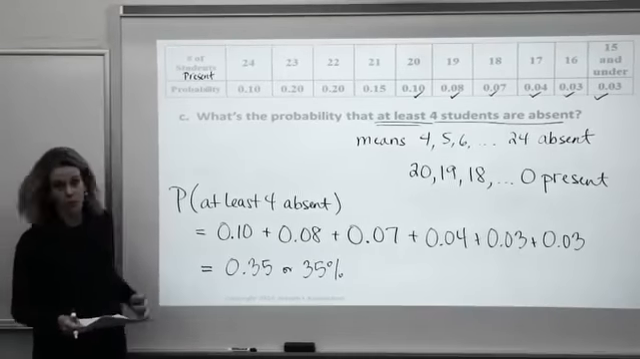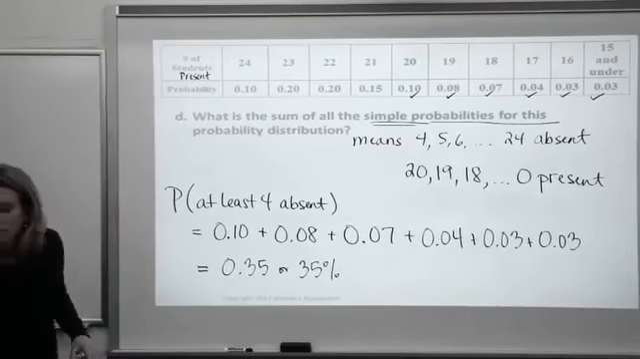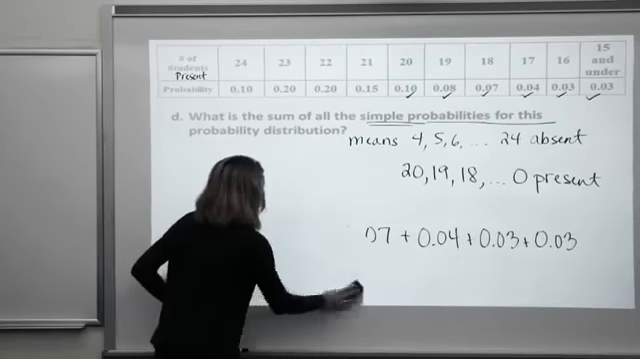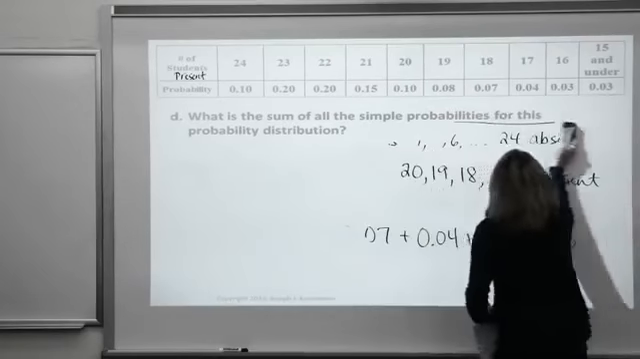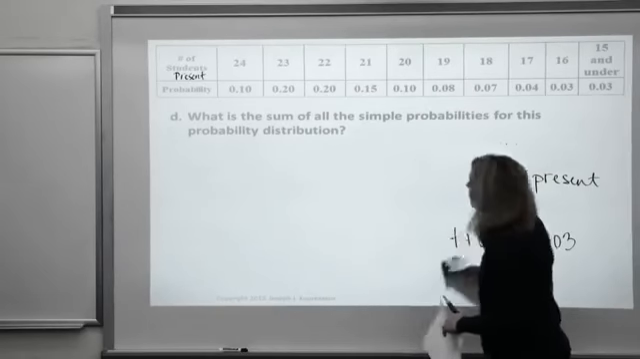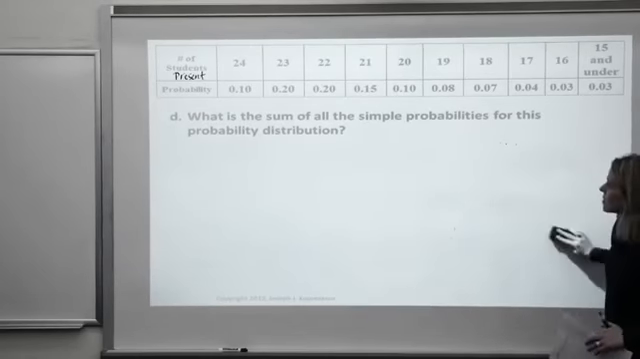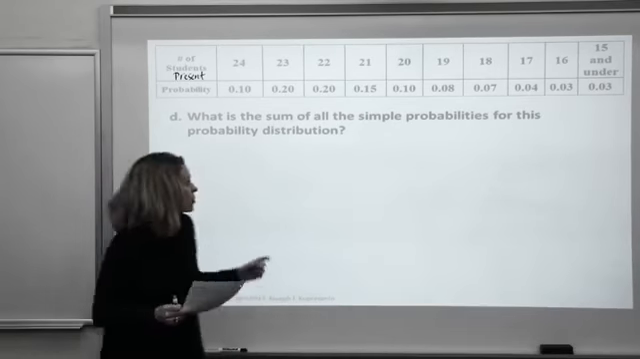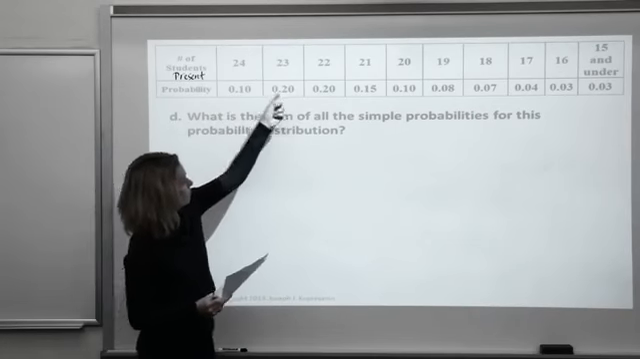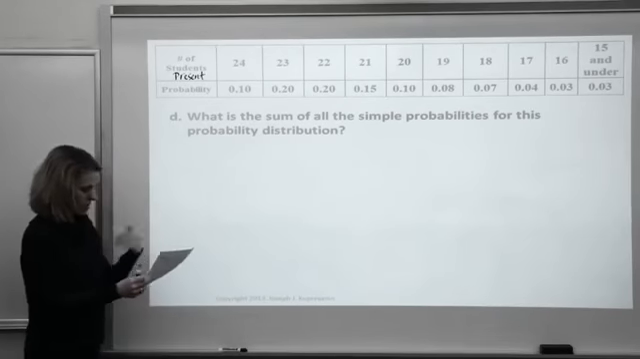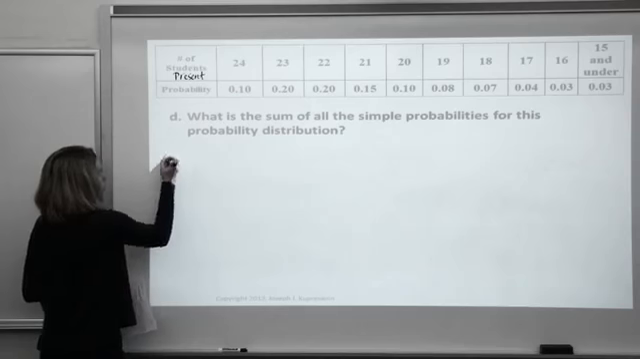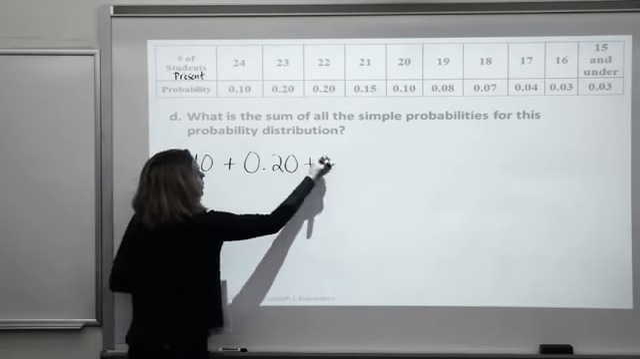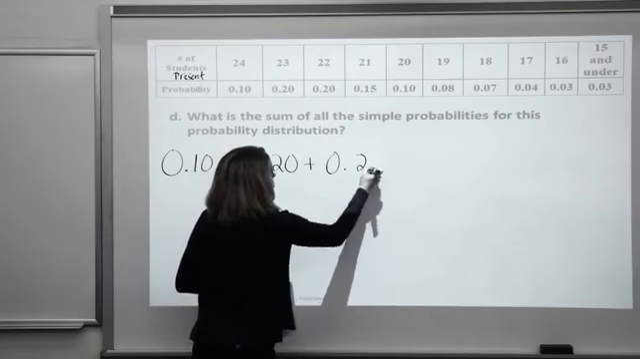All right, I think this problem has one more part. All right, part D. What is the sum of all the simple probabilities for this probability distribution? These are the simple probabilities. And if we were to sum all those up, what do they sum up to?